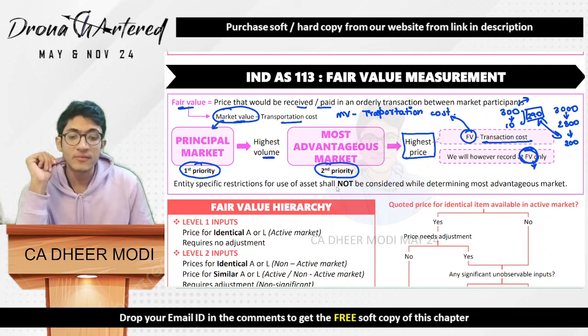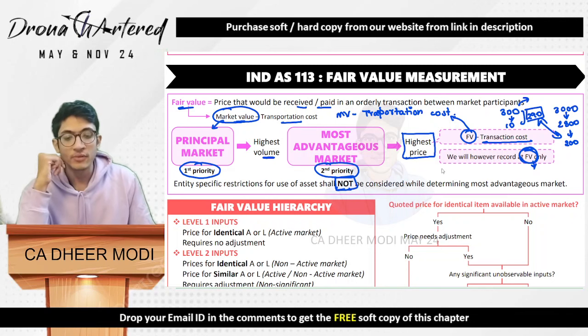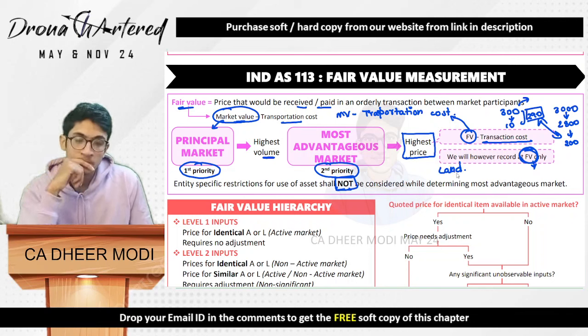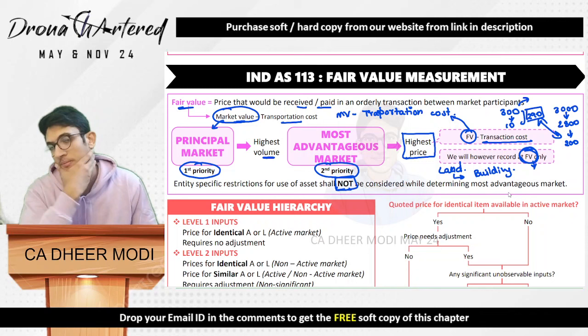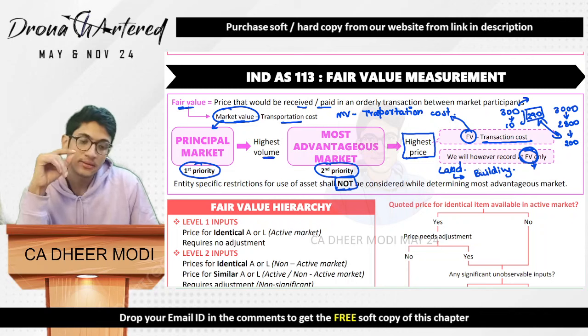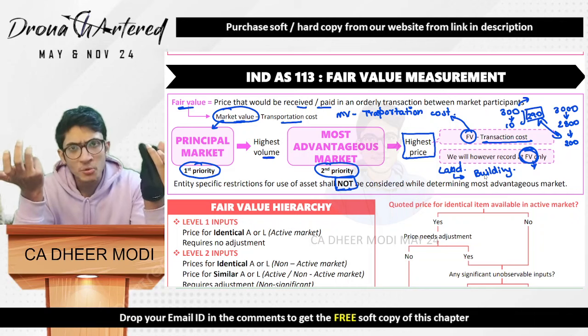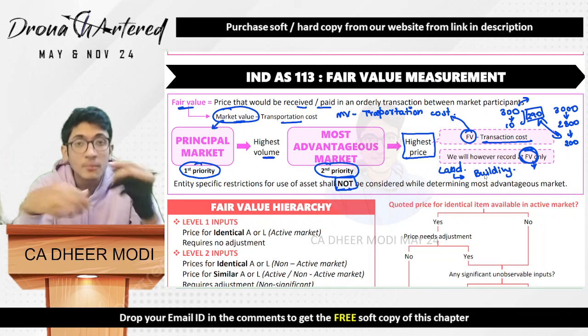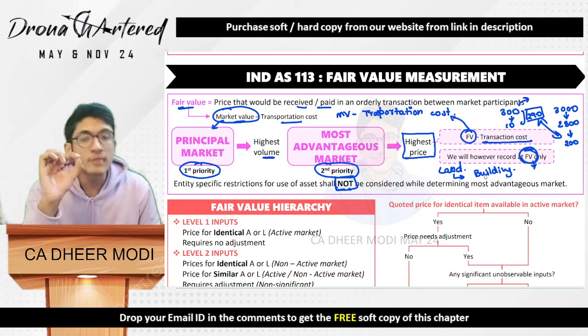Entity specific restrictions for use of assets shall not be considered while determining the most advantageous market. Say, for example, I have some land, and as per my company policy, I am not allowed to use the land to make a building on it. This is an entity specific restriction. So while determining the price, we will be ignoring this. Who cares if we are not allowed to make a building? The question is whether the person we will be selling it to is allowed to make one or not. So if there is any entity specific restriction, that will be ignored.